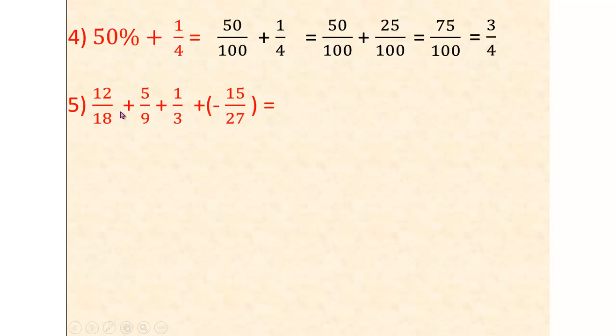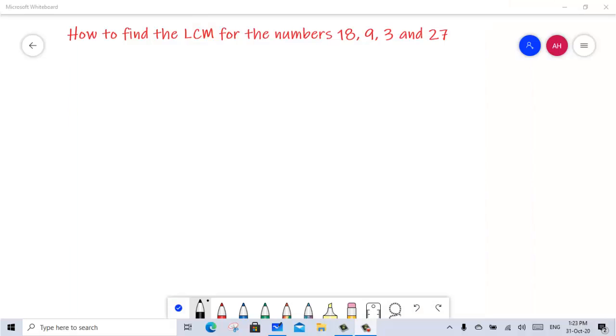As you can see here, I have the 4 rational numbers with different denominators. So I must find the LCM for all of them. How to find the lowest common multiple, or the LCM, for the numbers 18, 9, 3, and 27. First, we should know that to find the LCM, we must do prime factorization. And we do prime factorization by dividing the given numbers on prime numbers. Remember, my prime numbers are 2, 3, 5, 7, and so on.